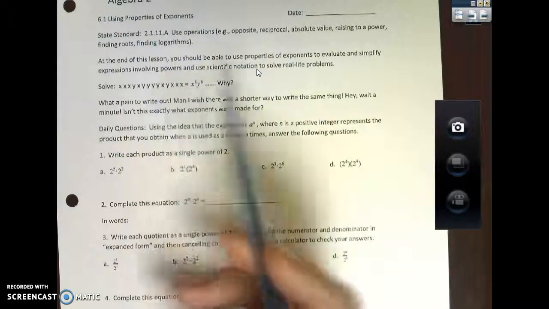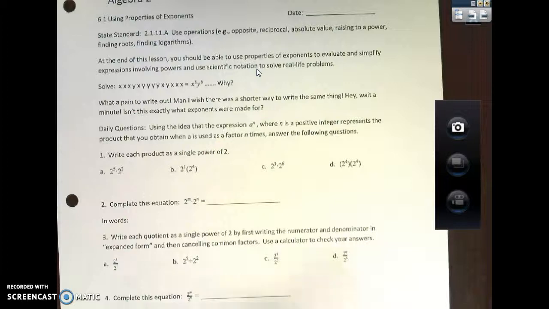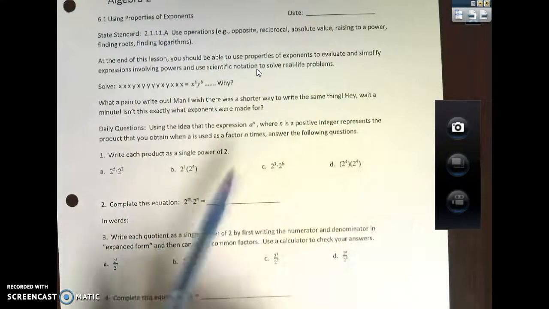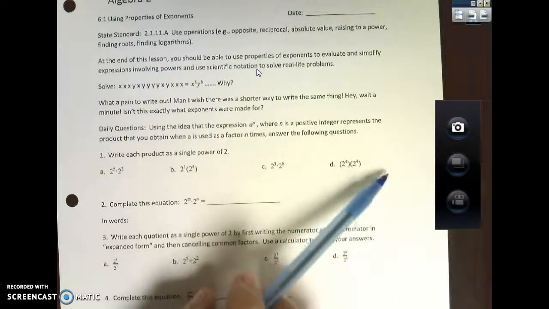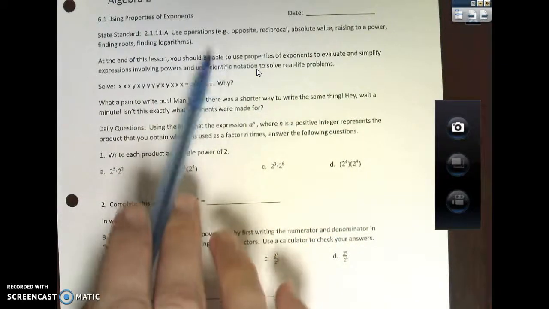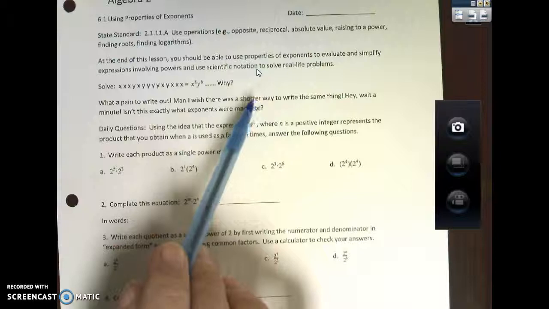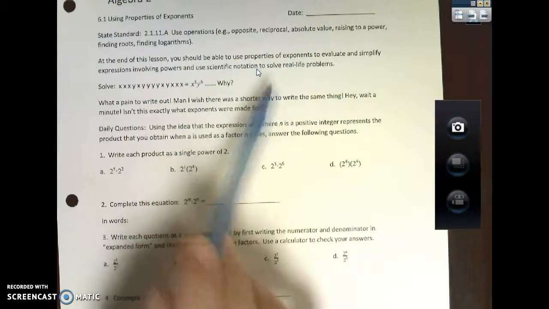And with properties of exponents, this is going to help us dive deeper into the material that we need to get to. But at the end of this lesson, you should be able to use properties of exponents to evaluate and simplify expressions involving powers and use scientific notation to solve real-life problems. We'll talk about that a little bit later as well.